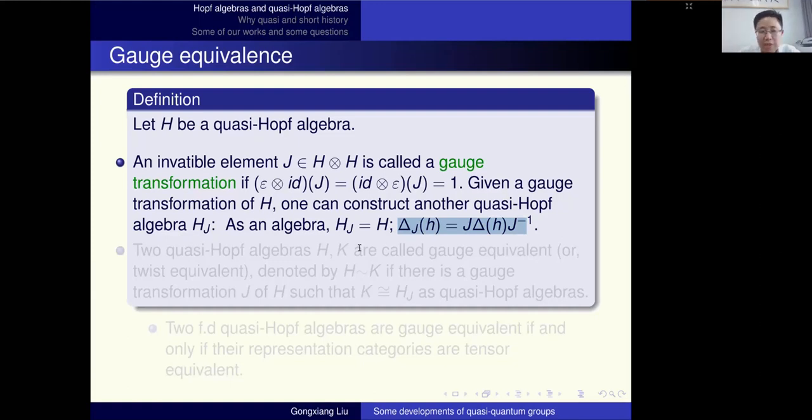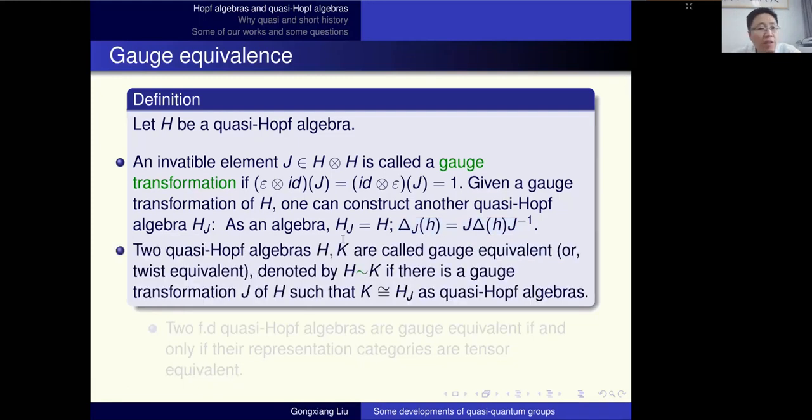So from the gauge transformation, we get another concept. We call two quasi-Hopf algebras H and K gauge equivalent or twist equivalent, denoted by H ~ K, if there is a gauge transformation J of H such that K is isomorphic to H_J as a quasi-Hopf algebra. So this concept is very important for the quasi-Hopf algebra. Actually, Drinfeld says that if you read his paper, the gauge transformation can simplify the study of quasi-Hopf algebras.